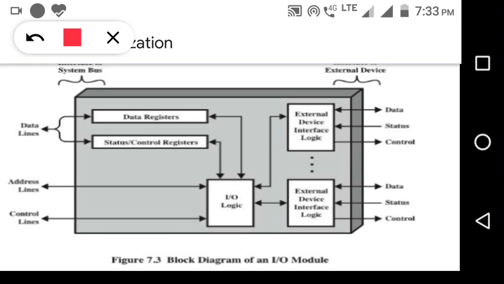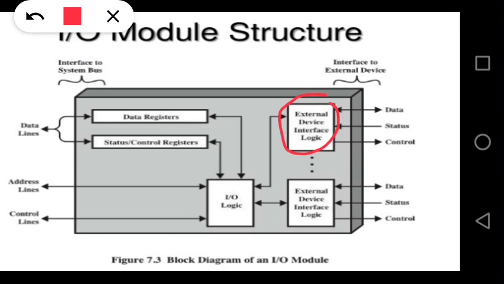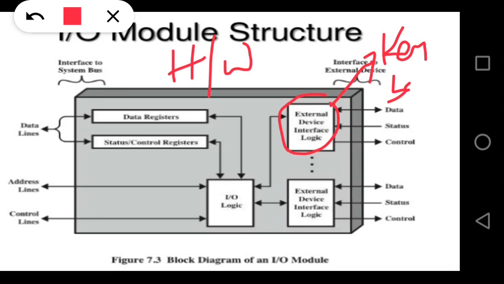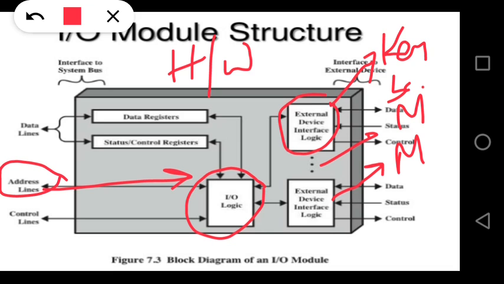So the whole thing is in hardware. The whole thing is called a special hardware. So these are external device interface logics, each one is connected to one peripheral device. For example, this might be connected to keyboard. This is connected to monitor. This is connected to mouse. So each one receives a signal from this extra hardware circuit called I/O logic. So the I/O logic receives the signals from the processor or control unit.